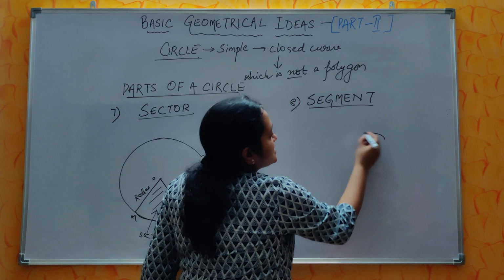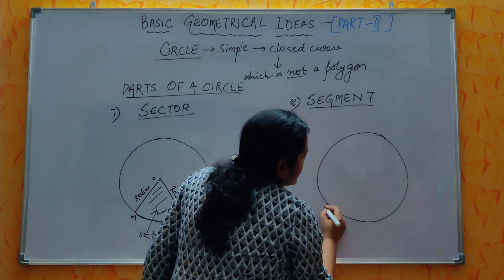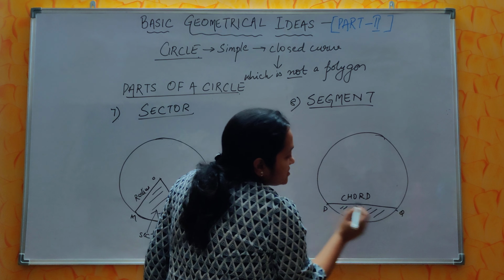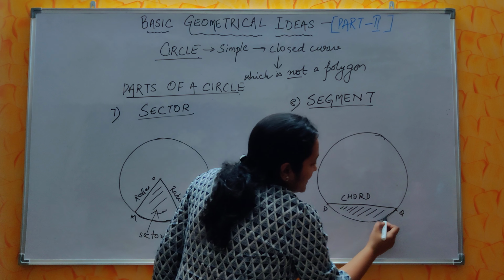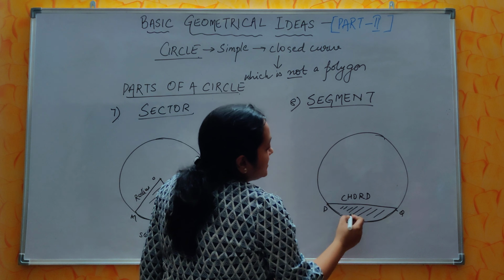Whereas if this is a circle and PQ are 2 points, this is the chord. So the interior part of the circle enclosed by the chord and the arc of the circle is known as the segment of the circle.